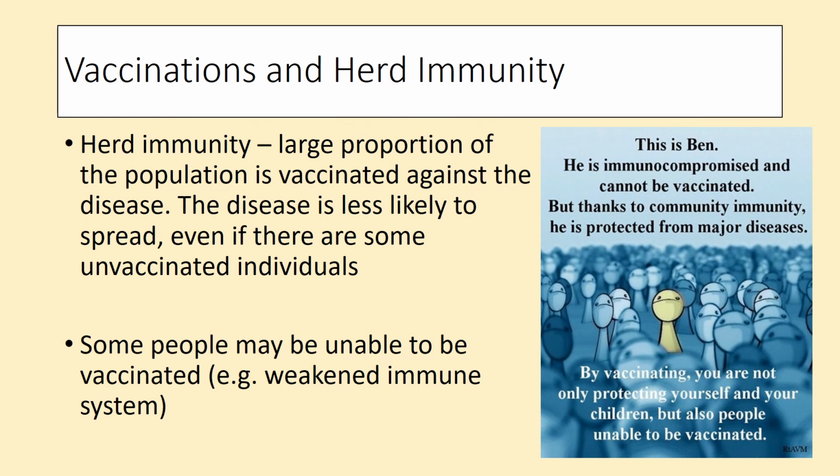So herd immunity is where a large proportion, normally 95, 97 or 98% of people, are vaccinated against the disease. This means the disease is less likely to spread even if there are some unvaccinated individuals. So if a large proportion, 98% of the population, is vaccinated, it's very difficult for the pathogen to spread from one person to another, and very difficult for the pathogen to evolve, because pathogens can only evolve once they're being spread between people.